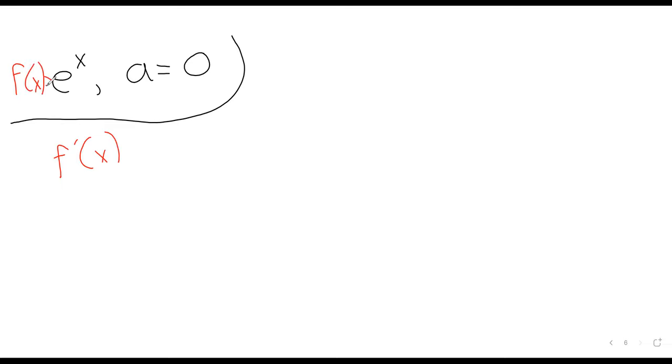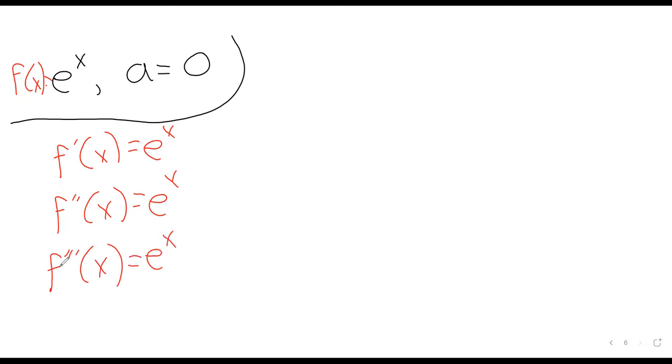The first derivative of e to the x is e to the x. The second derivative of e to the x, still e to the x. The third derivative of e to the x, still e to the x. So all of these derivatives are going to be e to the x. And e to the zero is 1, so all of these derivatives are going to be 1. It's very nice in that regard.